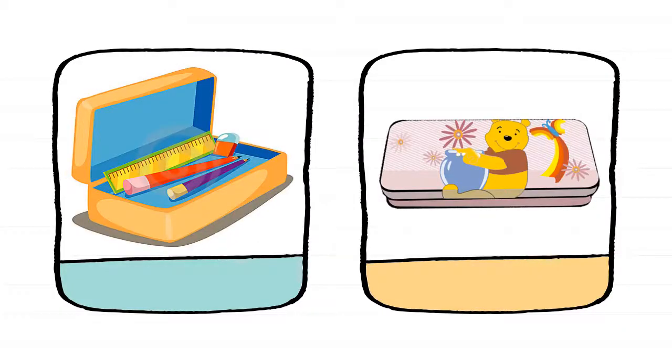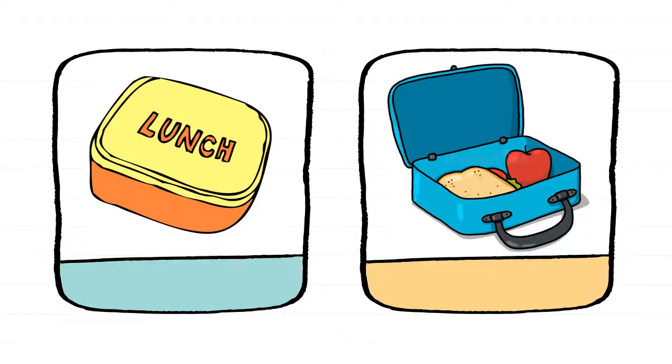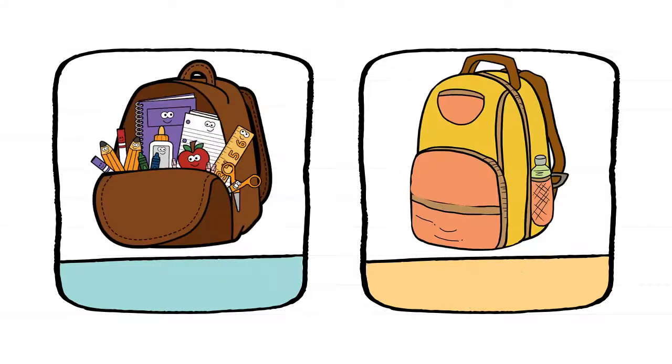This pencil box is open and this pencil box is closed. Let's learn more about open and close. You tell me, which lunch box is open? Right, the blue lunch box is open and the yellow lunch box is closed. Which bag is closed? Yes, this bag is closed and this bag is open. Great.